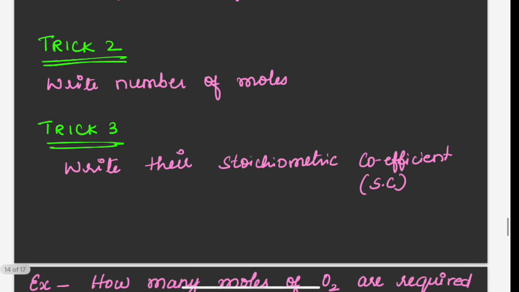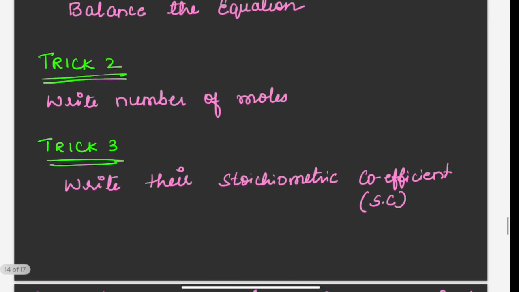Going on with trick number 4. Trick number 4 is we have to divide the number of moles. N is the number of moles. Divide the number of moles by the stoichiometric coefficient. So this is trick number 4. If you follow these 4 steps, you can solve any numerical in the mole concept. Let us see how to apply these tricks.